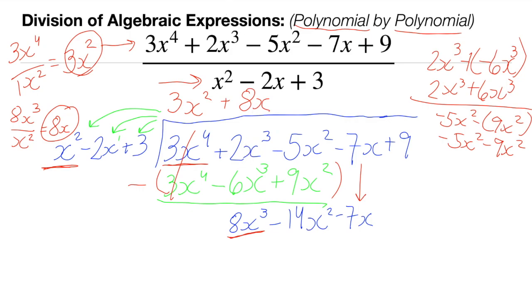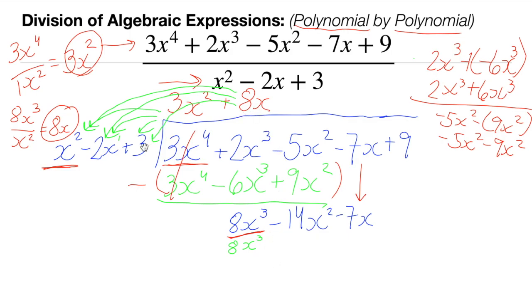Okay, and it's time to use the green pen now. With the green pen, we will distribute this 8x to this x squared, this 8x to this negative 2x, and this 8x to this positive 3. If we do that, positive 8x times x squared is going to give us positive 8x cubed. I'm trying to make my writing smaller because we need to fit it.